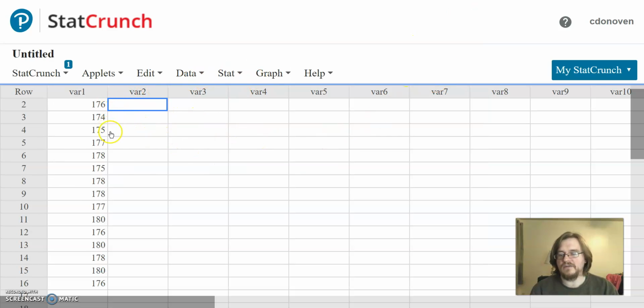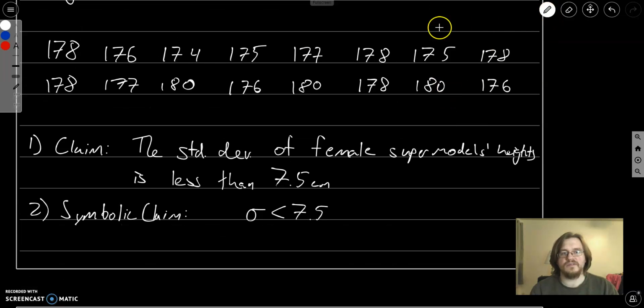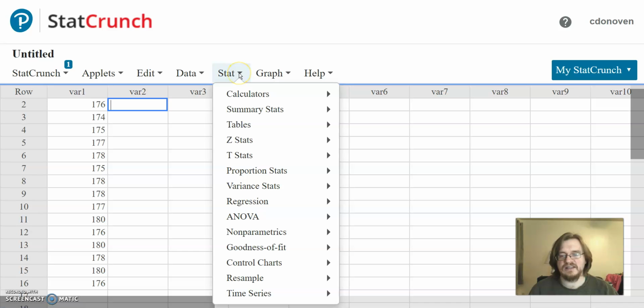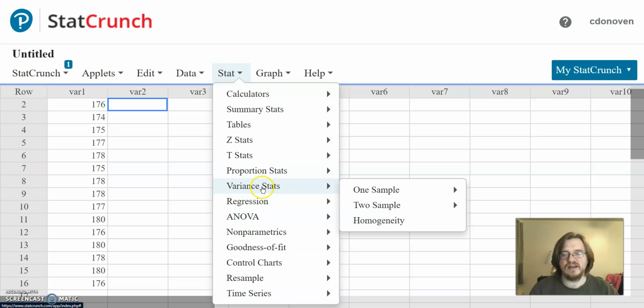So here I have all of the 16 values that were listed in our question. All of these heights, I plug them into StatCrunch, and what we'll do is we'll come up to Statistics, and what we're looking at is Variance stats. Variance and standard deviation are essentially the same thing. Standard deviation is the square root of the variance. So we'll look at Variance stats.